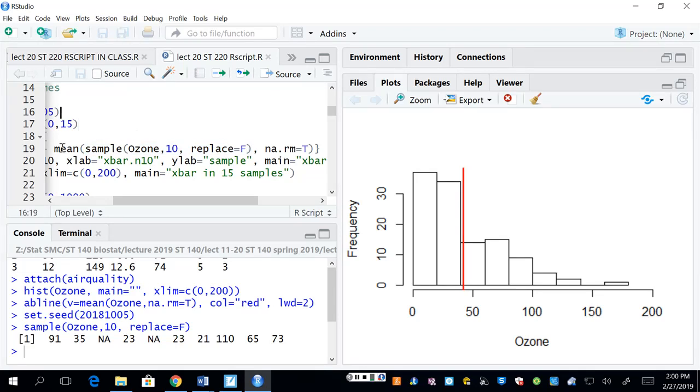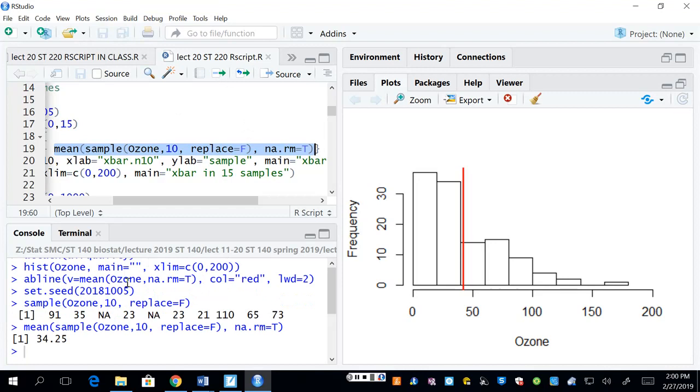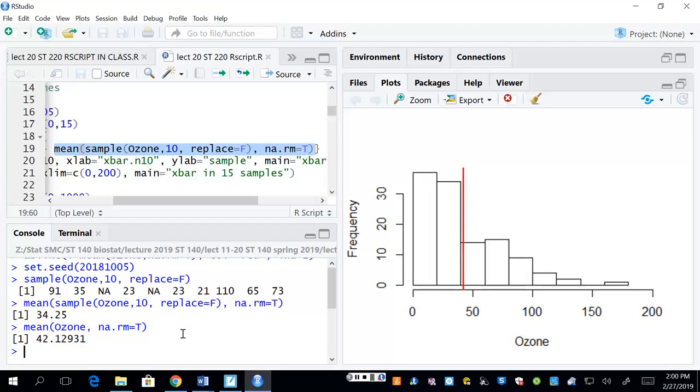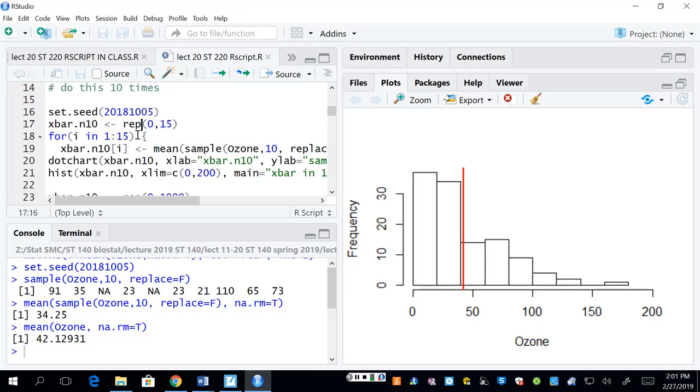And if I take the average of a sample of ozone values, it's going to give me an average. The actual mean of these ozone values, and I need to do this extra little thing to get rid of the missing values, is about 42. In this one particular sample, I got about 34. So my one sample value is a little bit low compared to the population. But we're looking at the sampling distribution.